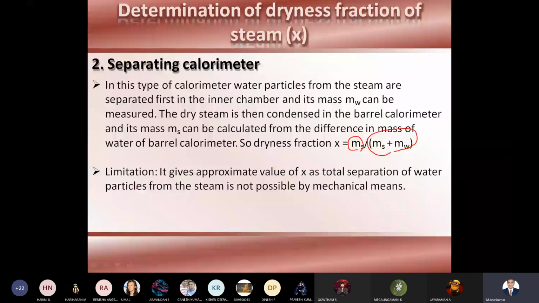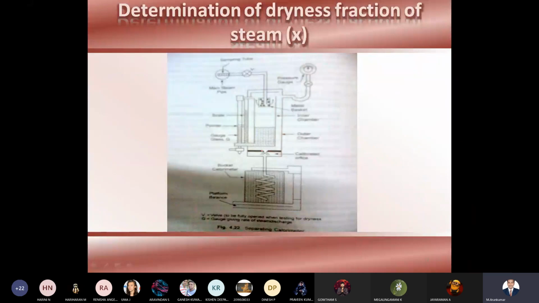So to rectify that, this is your separating calorimeter diagram. We can calculate the mass of water. If you pass the steam through this, we can calculate the mass of the condensed steam with this balancing. So we can calculate the ratio of the masses to get the dryness fraction.